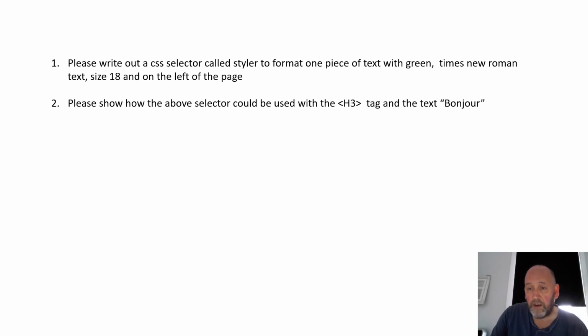Pause the video again, write out the selector. It's called styler. Text is green, Times New Roman, size 18, on the left of the page. Show how it can be used with the H3 tag and the text bonjour. Write that out now.